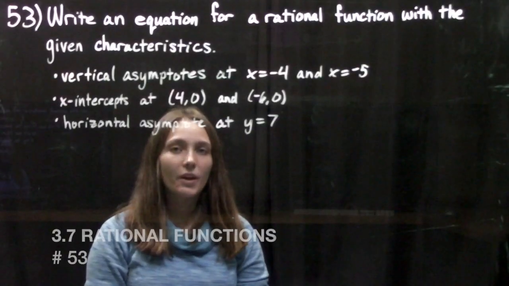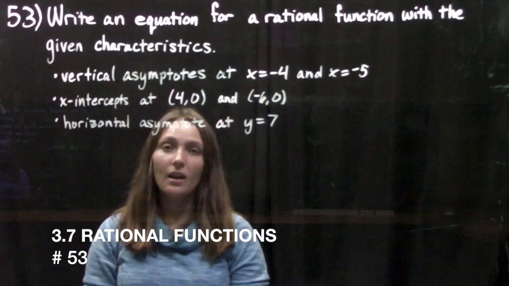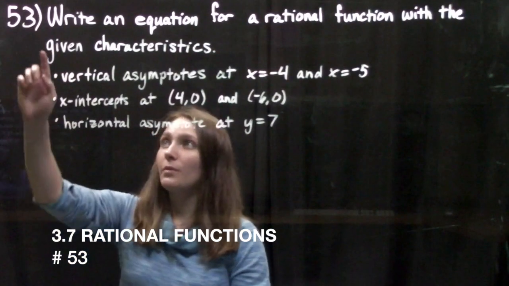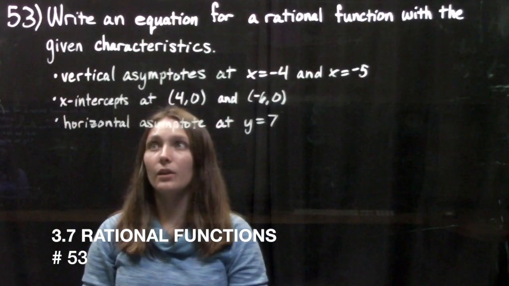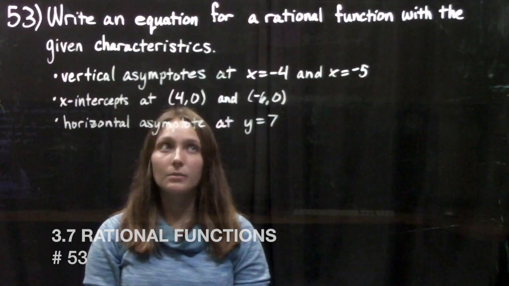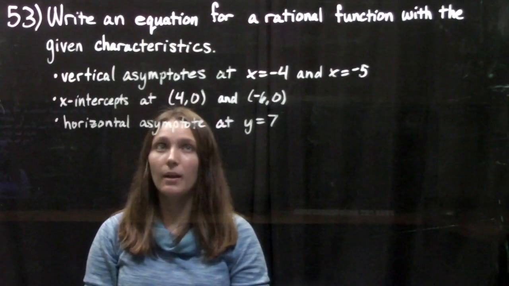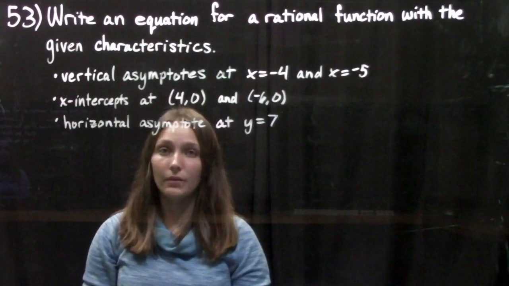Hey guys, in this video we're going through Chapter 3 on polynomial and rational functions, and we're in Section 7 on rational functions. And we're doing problem number 53, which says, write an equation for a rational function with the given characteristics. We have vertical asymptotes at x equals -4 and x equals -5, x-intercepts at (4, 0) and (-6, 0), and horizontal asymptote at y equals 7.